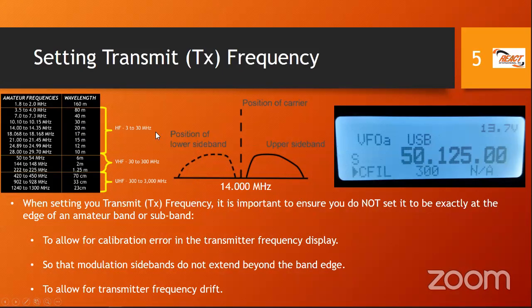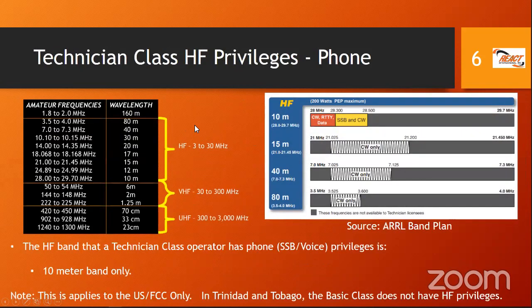So this diagram here hopefully is a little clearer than the previous diagram to show the frequency band edge and what happens if you go, let's say, for example, lower sideband: you're outside of your band. If you're on upper sideband, well, okay, you might still be within your band, but just to avoid that situation that you might have the selector incorrectly set, don't do it. Make sure you do not set it to be exactly the edge of any amateur radio band or subband.